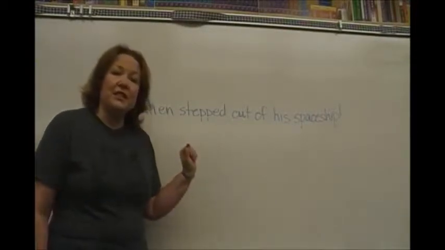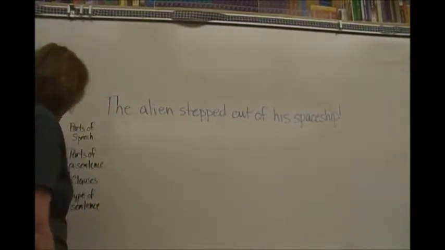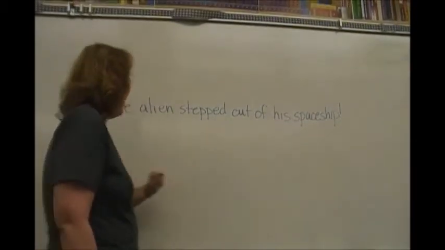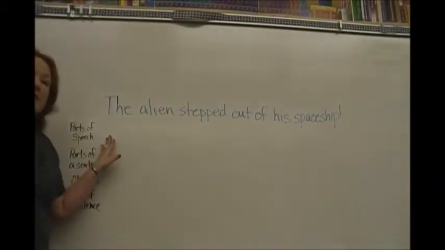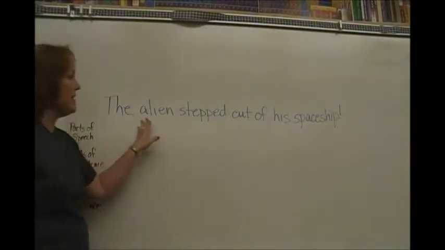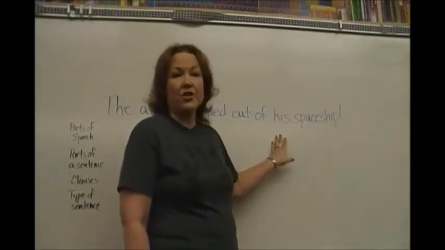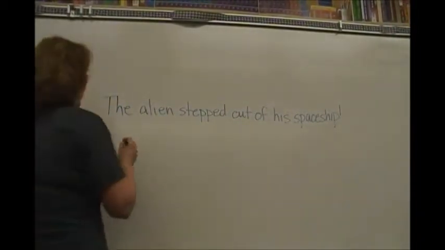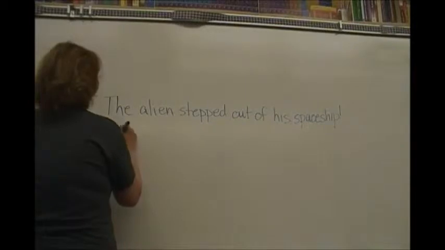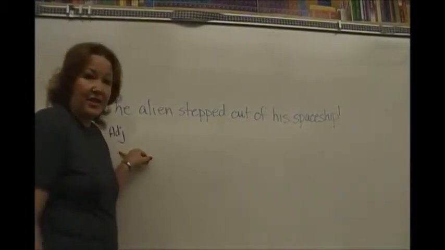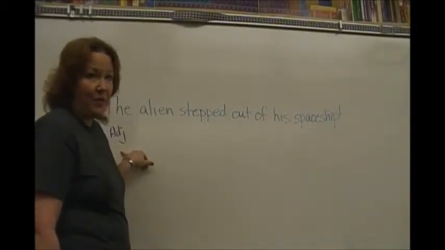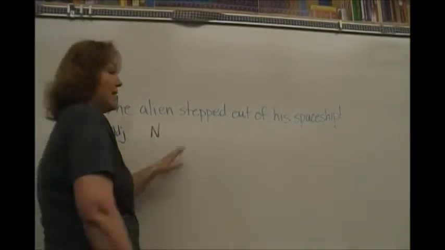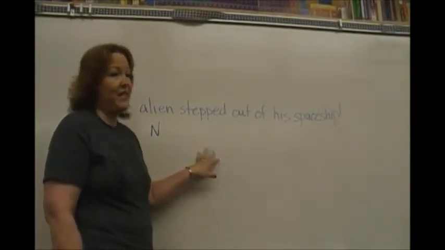So this is what it's going to look like as we go through it this year. I have a sentence. The alien stepped out of his spaceship. The first level of analysis is parts of speech. Every single word in this sentence has a job to do. The is always an adjective. It acts as an adjective in the sentence, and that's how we put it down for the analysis. Alien is a noun. Stepped is a verb. It's an action verb. He's doing something.